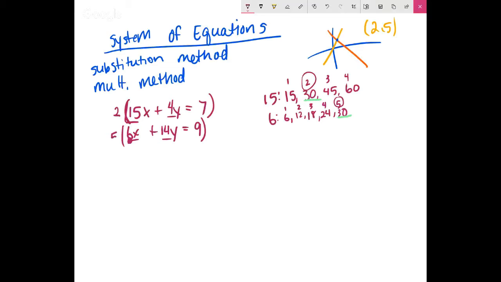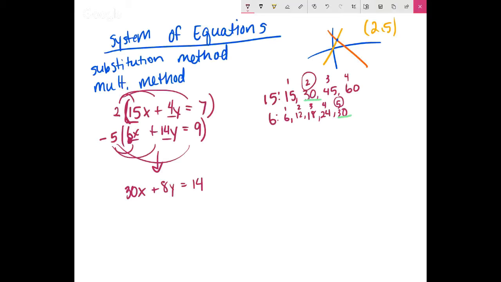So we got to multiply by 5. But we can't just multiply by 5. We have to multiply by -5 because remember, we want to cancel out our x. So one of them has to be positive 30 and the other one has to be negative 30. So let's simplify. Remember, we got to distribute to each one. Don't forget, because I forgot when I was working on this by myself. So 2 times 15 is 30x. 2 times 4y is 8y. And then 2 times 7 is 14. Now we got the bottom equation.